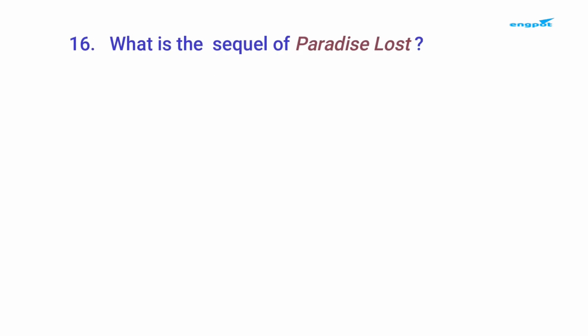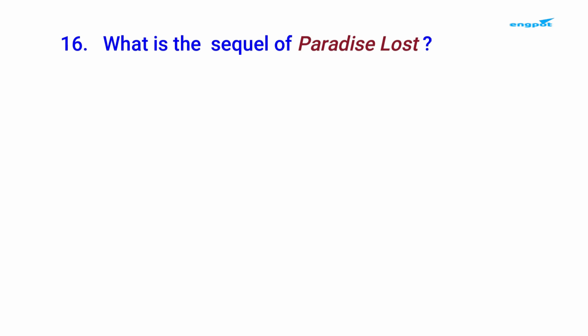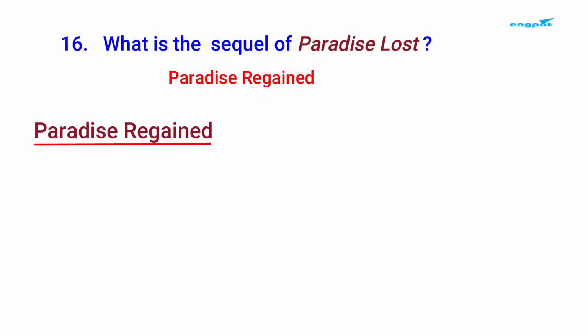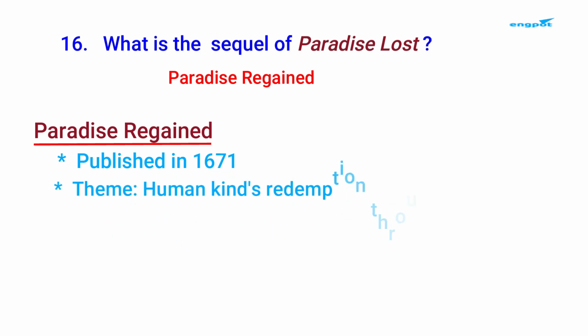What is the sequel of Paradise Lost? Paradise Regained. Now, it is Milton's sequel to his great epic poem Paradise Lost, and sequel means it's a continuation or a follow-up to Paradise Lost. So, it was published in the year 1671, and the theme is humankind's redemption through Jesus.